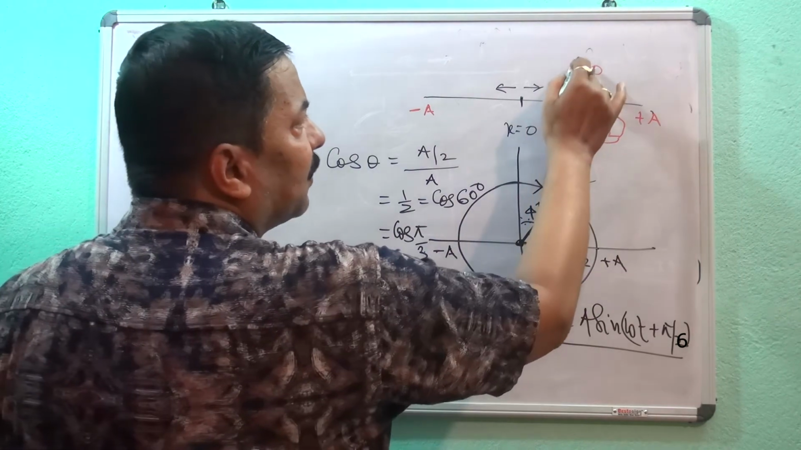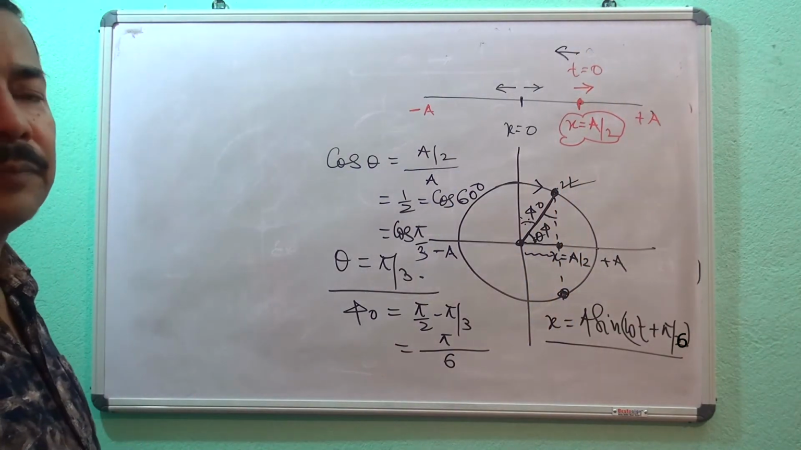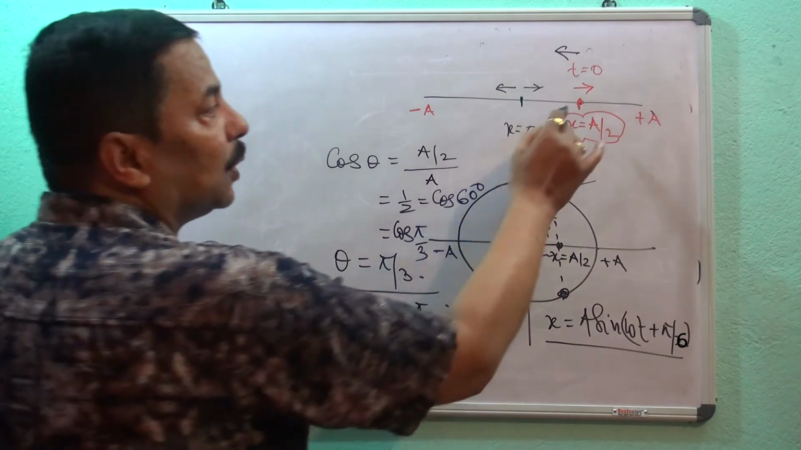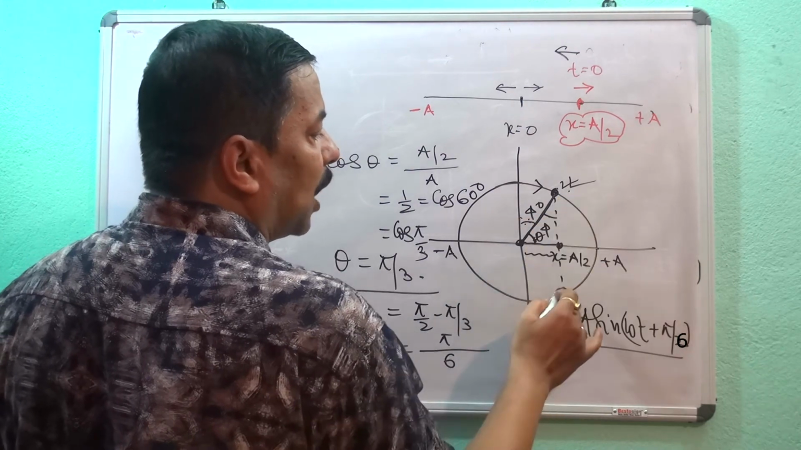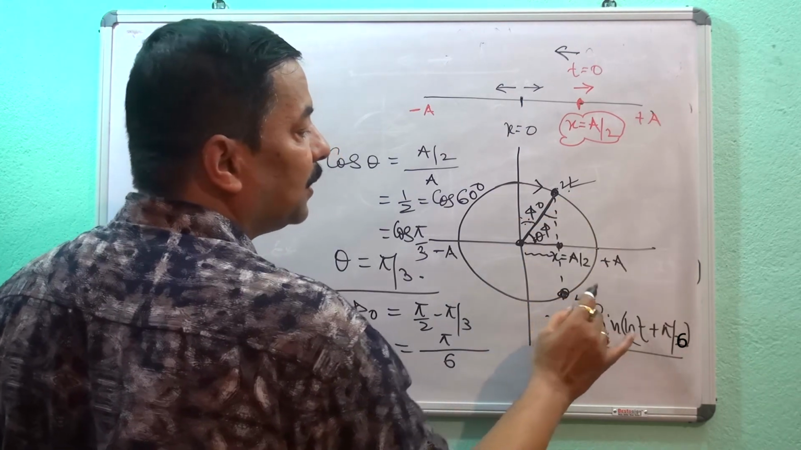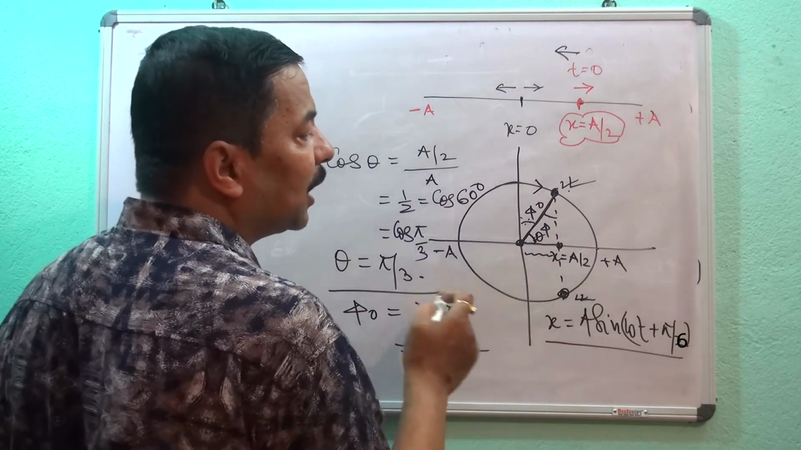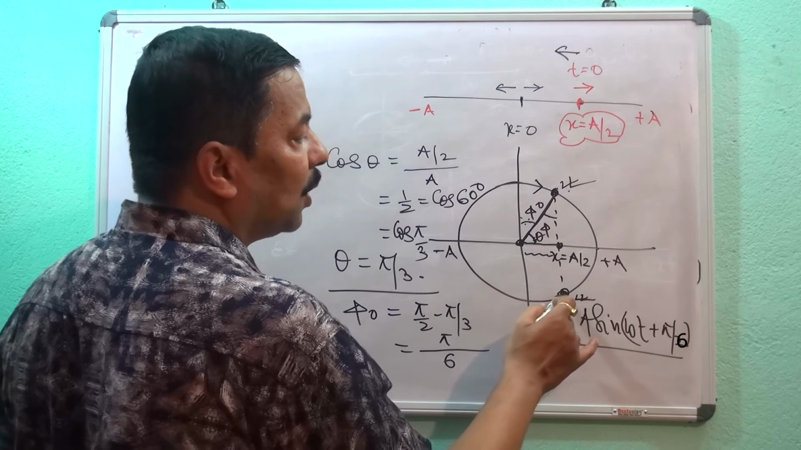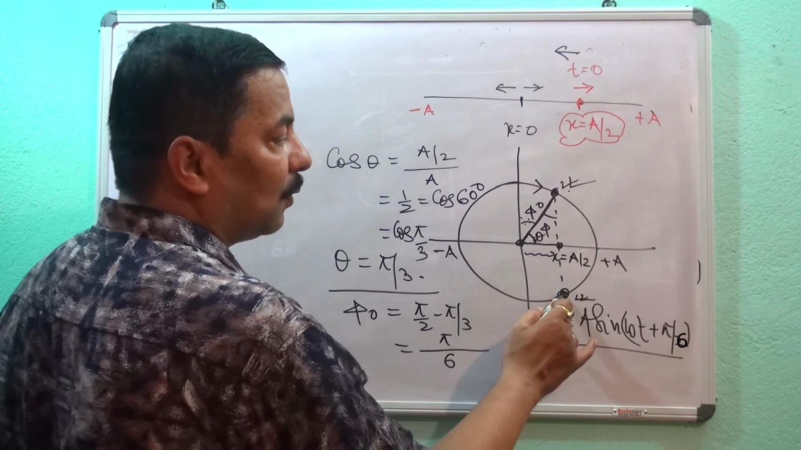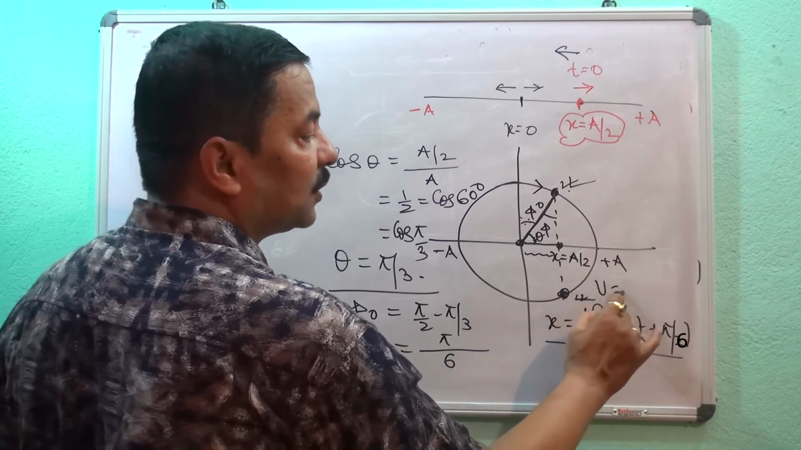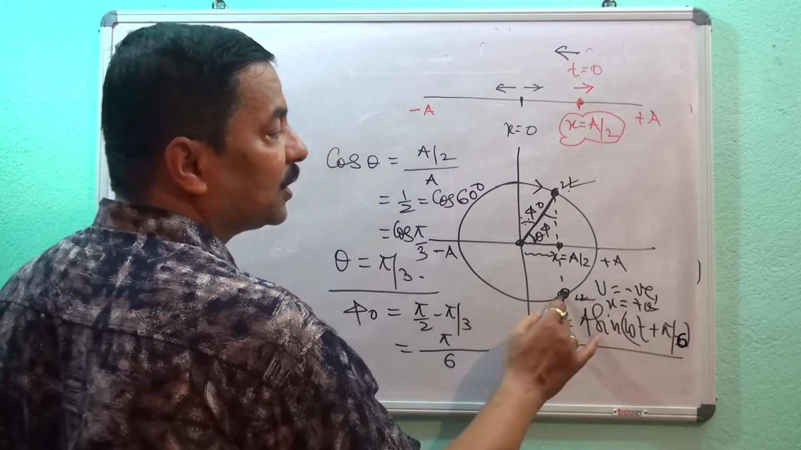Now the same thing I am giving you, but at this position the particle is going in this direction. Then what will be the answer? You can understand that in this situation the answer will be in this direction. Why? Because here the velocity direction is negative, and x is positive. So in this direction, this is the position.